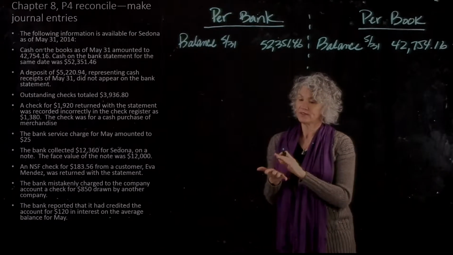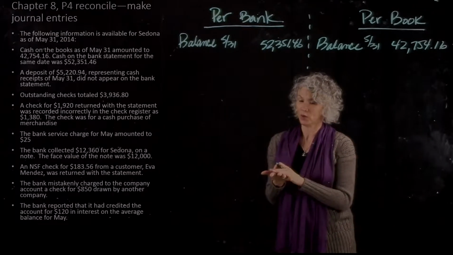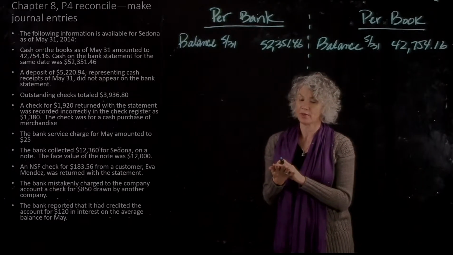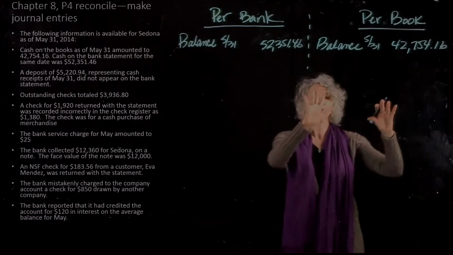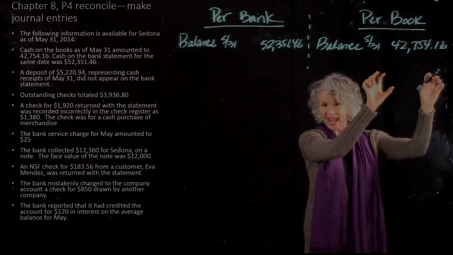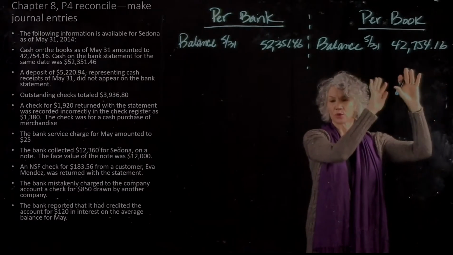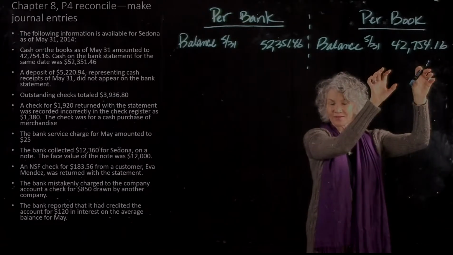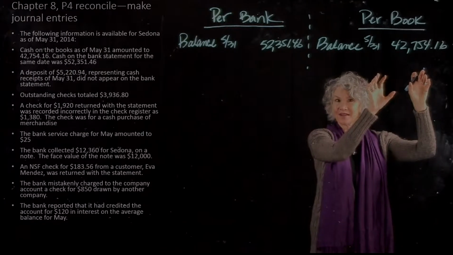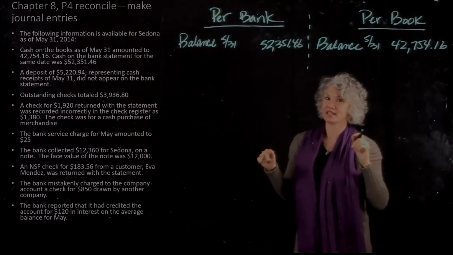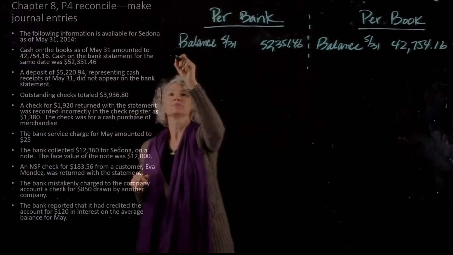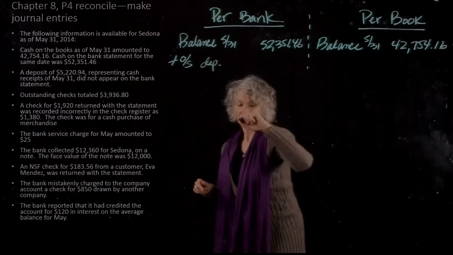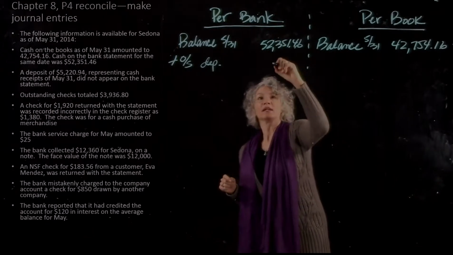A deposit of $52,20.94 representing cash receipts as of May 31st did not appear on the bank statement. Okay, you already debited cash and credited sales or whatever it was. So it's in your books, but the bank doesn't know it yet. So that is an outstanding deposit that we're going to add. Add outstanding deposits, $52,20.94.